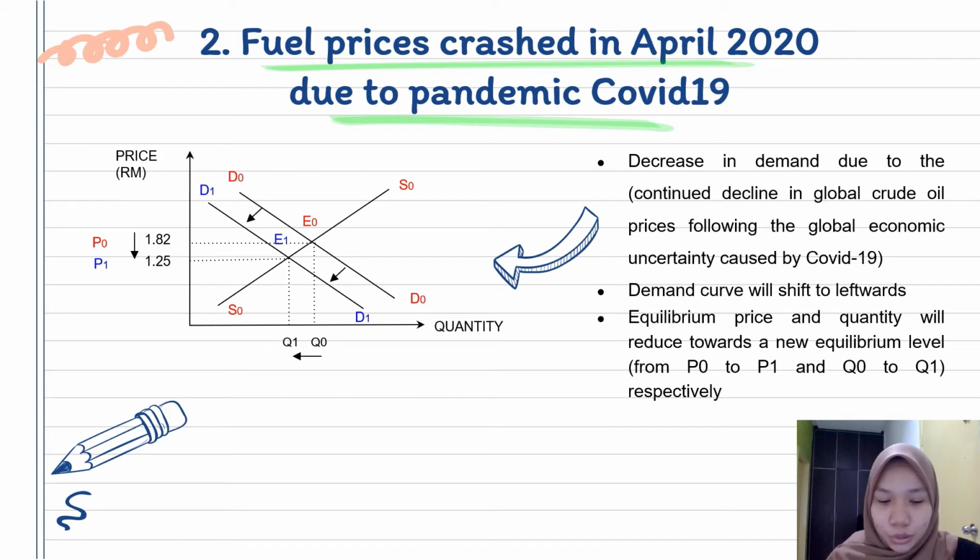Due to the lockdown regulations and stay-at-home order by the government to prevent COVID-19, this has brought uncertainty to the oil and gas market. So now point number two, the demand curve will shift to the leftward as it decreases, and equilibrium price and quantity will reduce towards a new equilibrium level from P0 to P1 and Q0 to Q1 respectively.